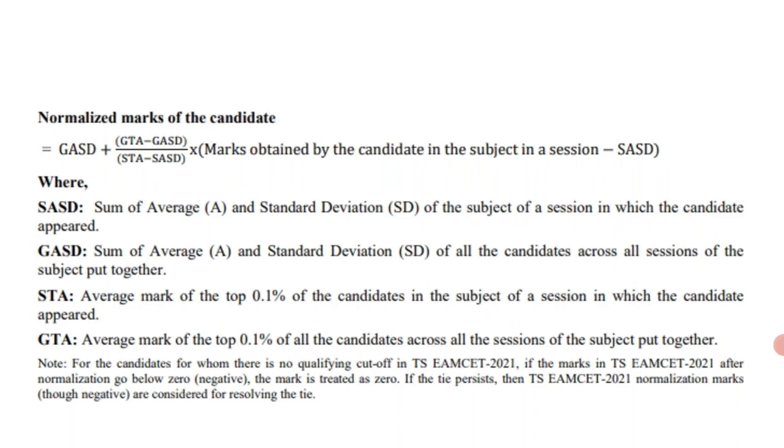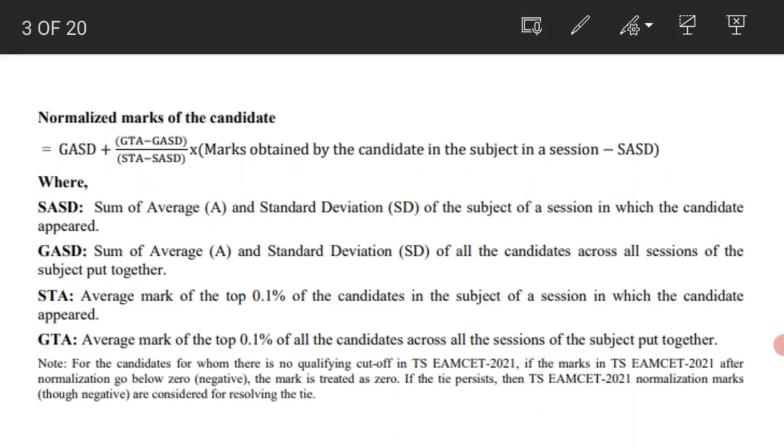by STA, the average of marks of the top 0.1% of the candidates in the subject of the session in which the candidate appeared, minus SASD, that is the sum of average and standard deviation of the subject of all sessions in which the candidate appeared. Now this formula is multiplied with the marks obtained by the candidate in the subject in a session minus SASD. This is the calculation. So if you put it together, you cannot calculate it.